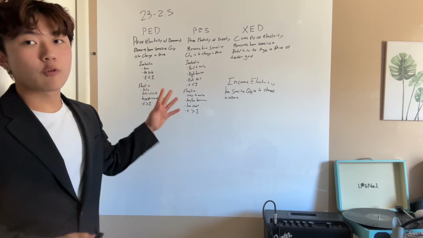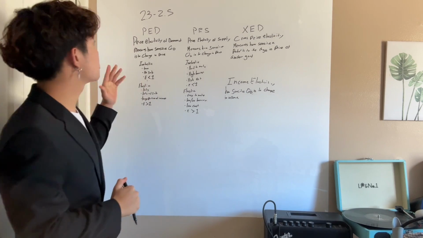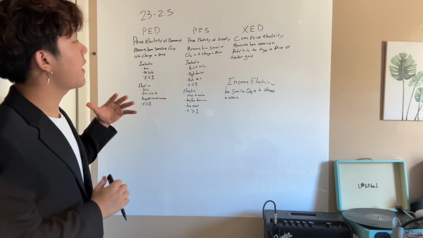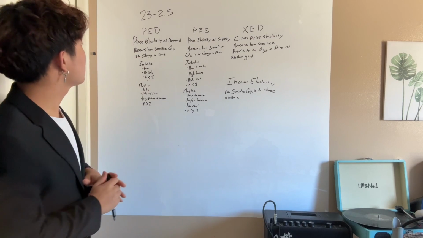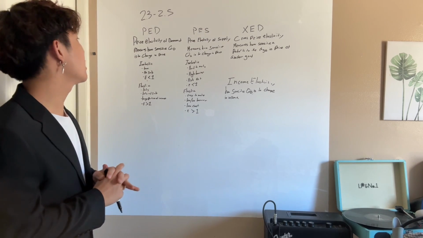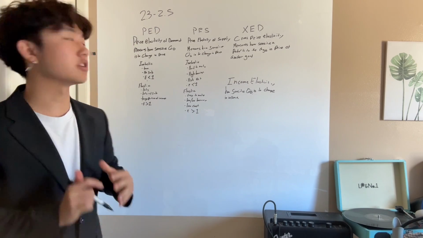So there are 4 different elasticities that you need to know as a microeconomic student. There's PED, PES, XED, and IED, income elasticity of demand. And PED stands for price elasticity of demand, and it measures how sensitive quantity demanded is to changes in price.